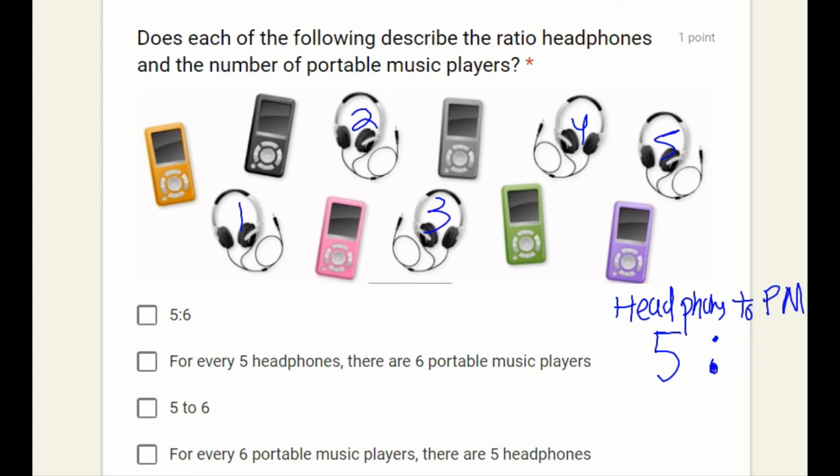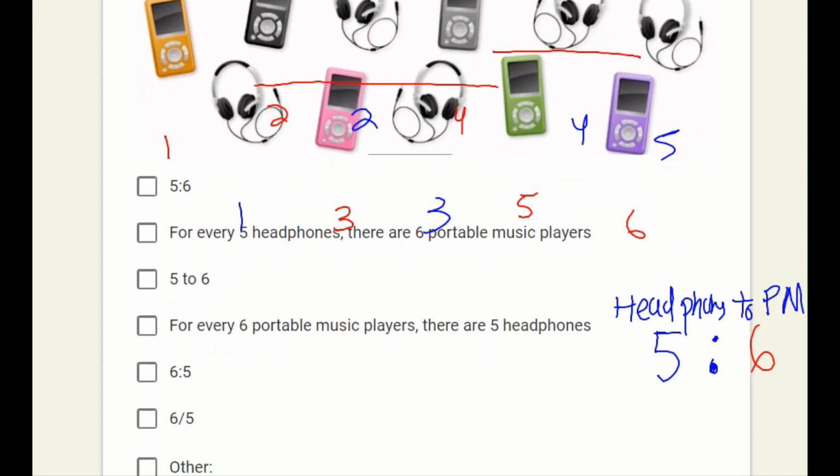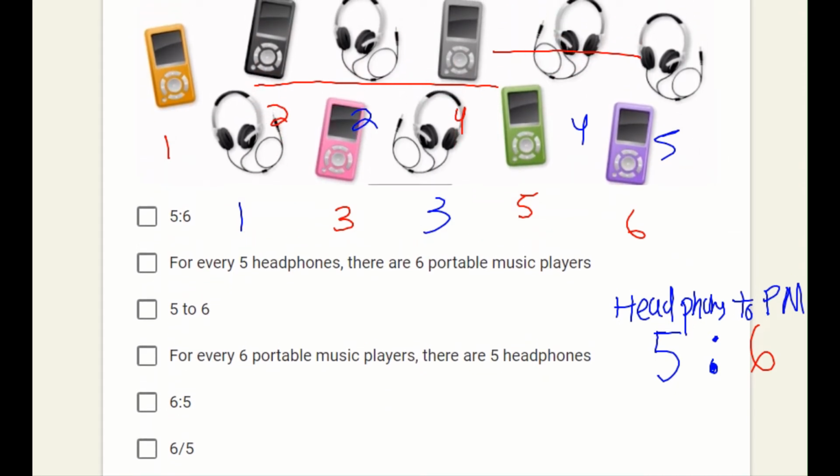And then I'm going to count the portable music players. So I have 1, 2, 3, 4, 5, 6 portable music players. Because the ratio says headphones and the number of portable music players. Does each of the following describe the ratio of headphones to the number of music players? So that's what we're looking for here. So I'm going to scroll to see which one of my answer choices I'm going to pick. So I have 5 to 6. I'm going to pick the first one.